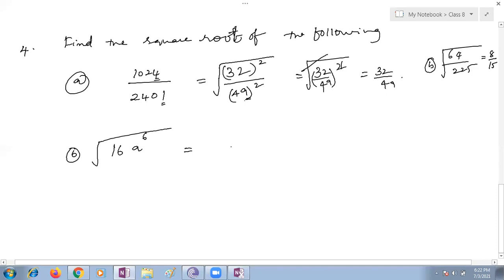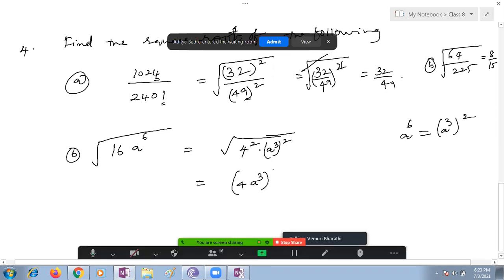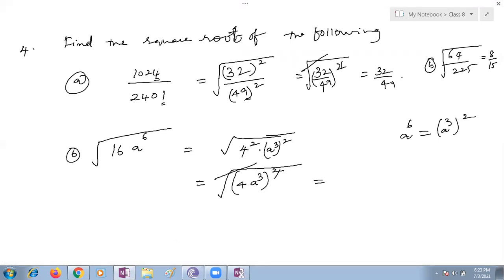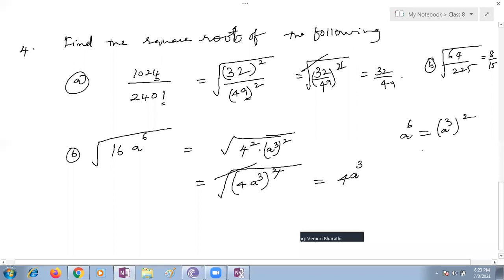The square root of 16 is 4, so 4 a to the power 4? No, 4 a to the power 6, which is 4 a cube whole squared. The root and the square get cancelled. What is left over here, children? 4a cube. Yes, 4a cube. You are using the exponent concept.